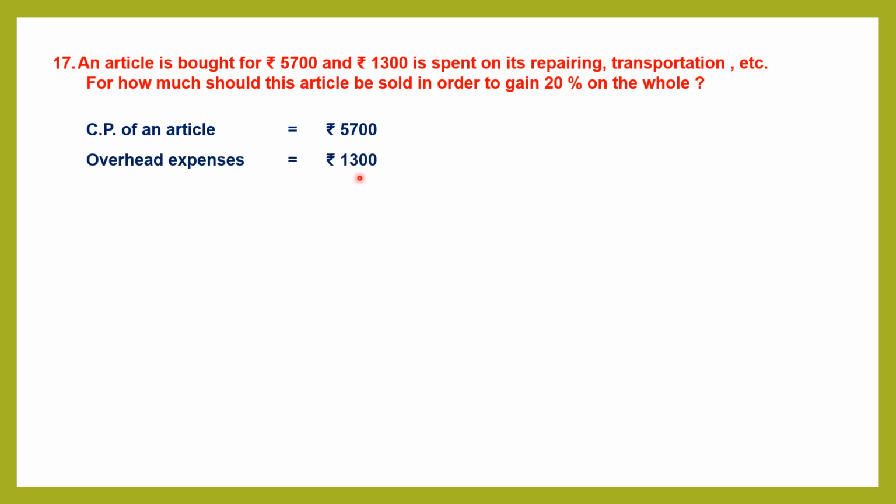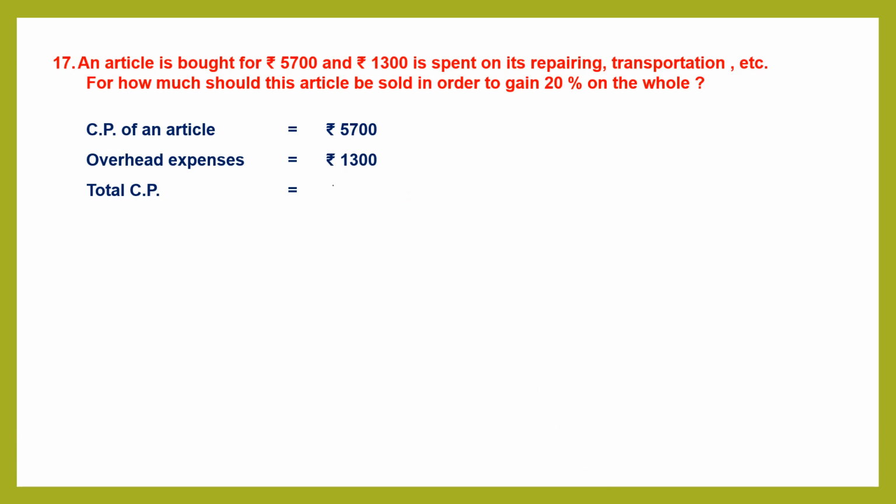Now, overhead expenses is 1,300. Overhead is the expense which is spent on repairing and transportation. The extra amount that is spent is called the overhead expenses. Now we have to find the total cost price. The total cost price you get when you add up the cost price and the overhead expenses.